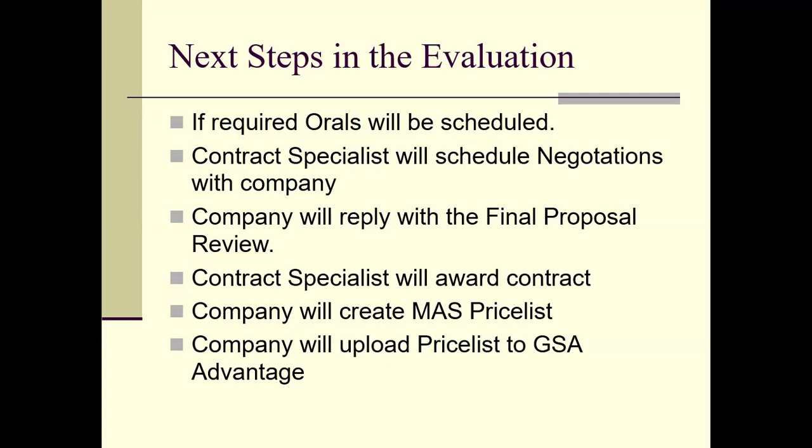And they'll also schedule negotiations with your company. Now, they're going to go through all of your information, and they're going to try and get the most advantage to the government as they can. So they may say to you, well, you've given me a 2% discount on your labor rates. Can you give me 3? They may say, oh, we need a volume discount.